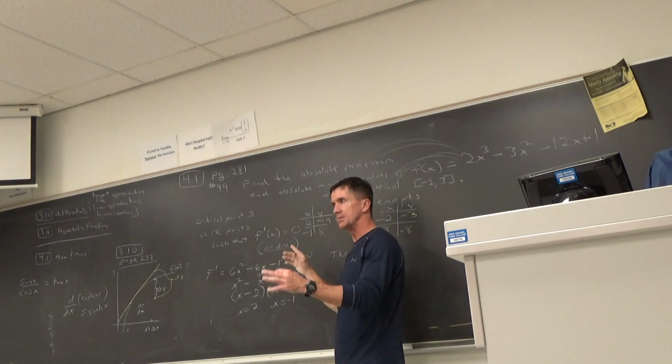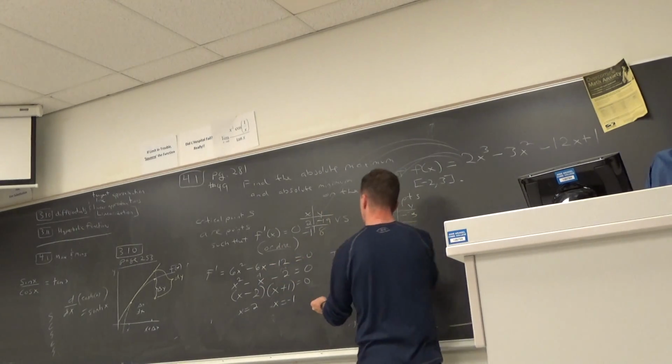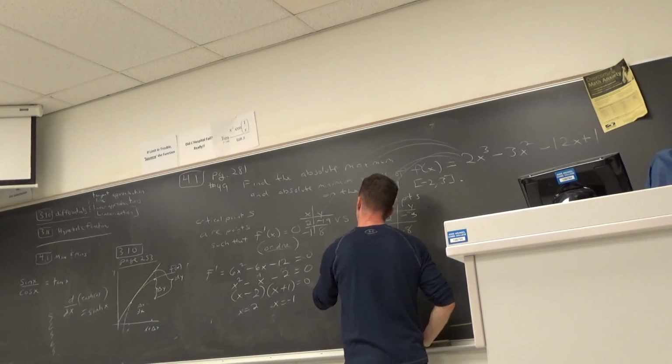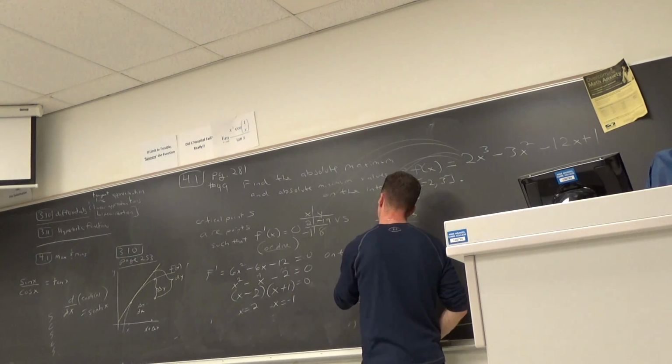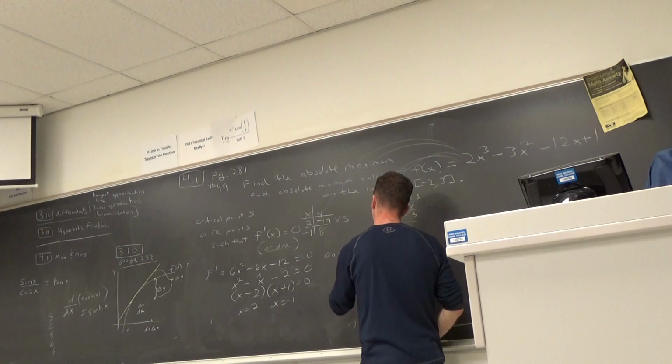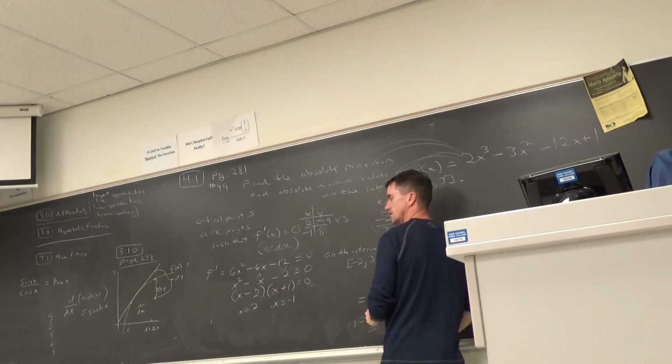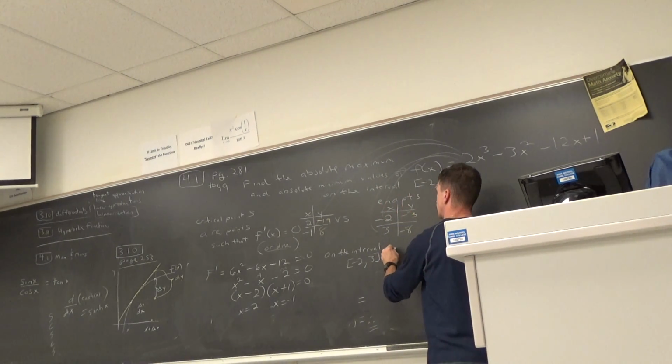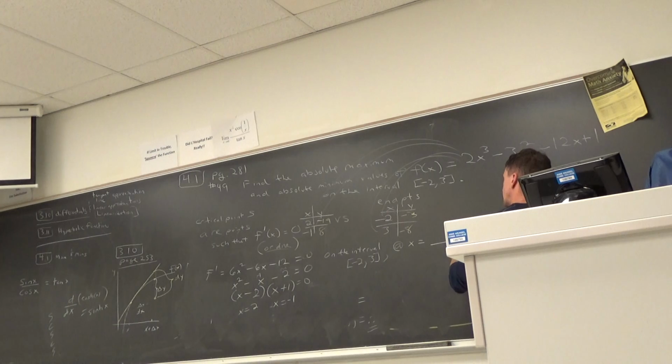Yep. So this is how you communicate. So this is what I would say. Ready? On the interval. What was the interval again? Negative 2 and 3. On the interval, -2 to 3, at x equal to, I'm gonna fill in a blank, the absolute max is, and I'll fill in a blank.